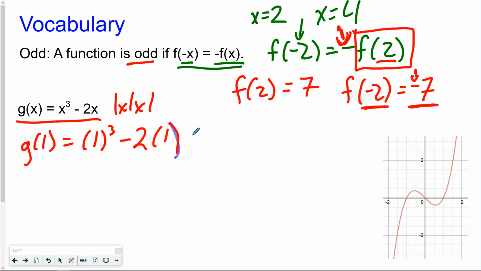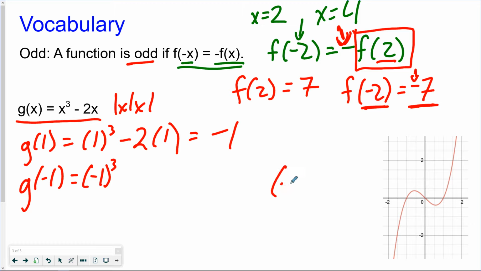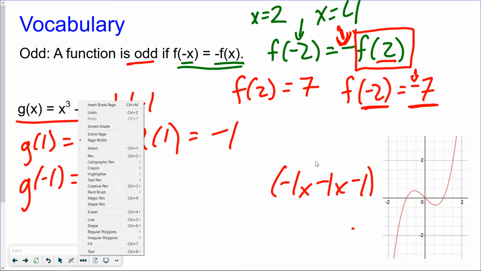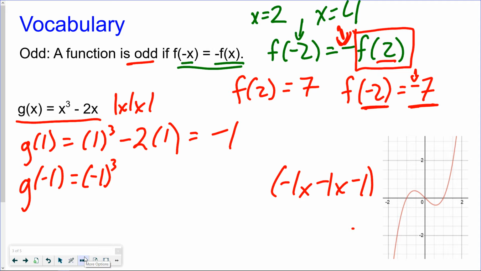Now if we plug in negative 1, this is going to be negative 1 cubed. So that's going to be negative 1 times negative 1 times negative 1. So negative 1 times negative 1 is 1. Sorry, this is difficult. That's 1. And then times another negative 1. This is going to be negative 1. Minus 2 times negative 1. This will be positive 2. So this is going to be negative 1 plus 2. So we're going to get positive 1. So we can see we got the same number, but they are opposite signs.